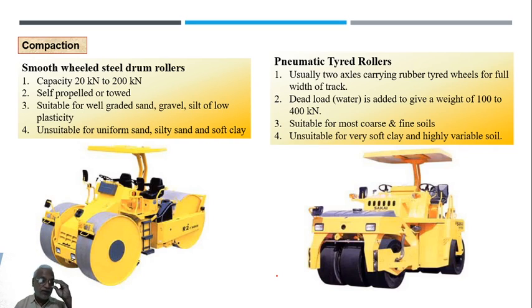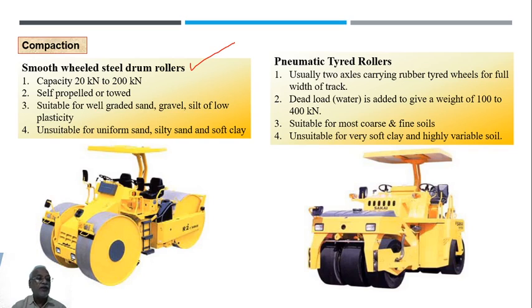Okay, here one by one I have shown smooth wheeled steel drum rollers. You might have seen all these kinds of things, right? The capacity will be of the order of 20 kilonewtons to 200 kilonewtons depending upon the kind of work that you are going to do.